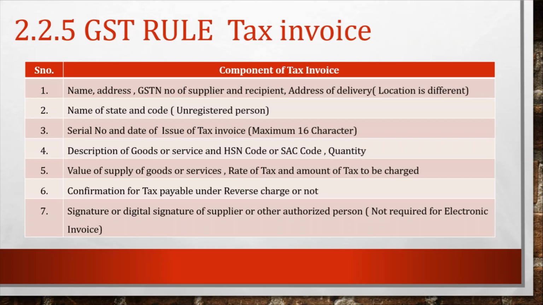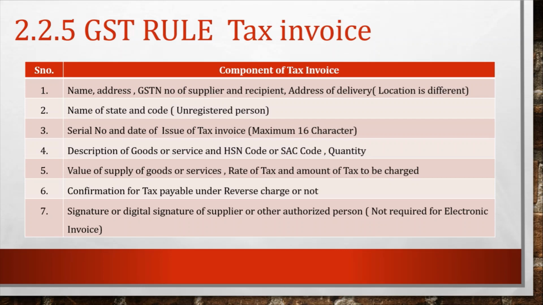In the bill to, ship to case, the name of the state and a code if it is being given to an unregistered person. Serial number and date of issue of the tax invoice, a maximum of 16 characters. Description of goods or services, HSN code, and quantity details are required. Then confirmation, value of goods or services, rate of tax, and amount of tax to be charged.